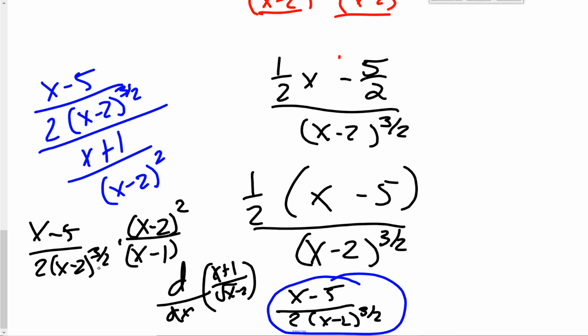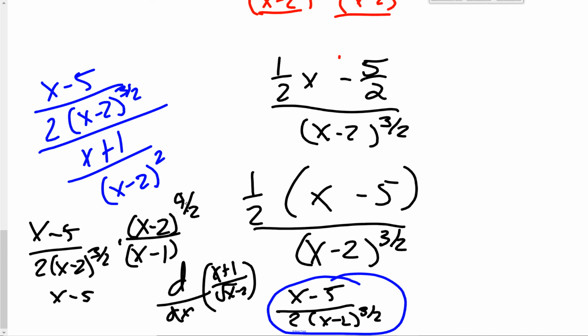So those x minus 2's, right, this is the same as 4 over 2, and we have the same base here. So we can go ahead and subtract those, and we just get a half. So 4 halves minus 3 halves is just 1 half. So this becomes x minus 5.